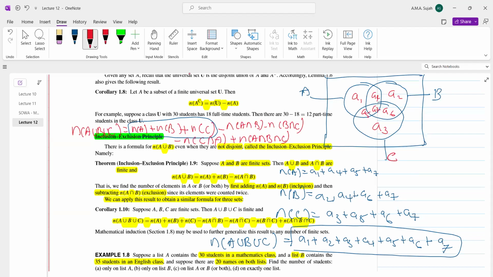Just imagine it contains these elements, right? Now, if you look at here, A1 occurs one time, right? A2 one time, A3 one time. Now, A4 occurs 2 times, right? A6 occurs 2 times. Similarly, A5 occurs 2 times. Similarly, A7 occurs 2 times.